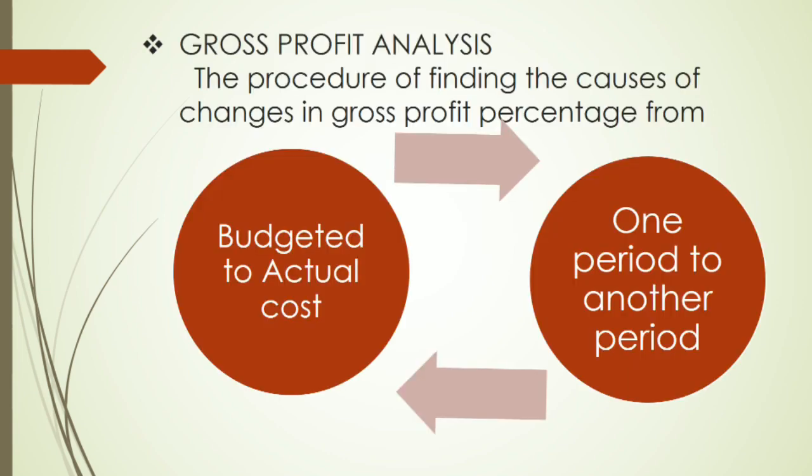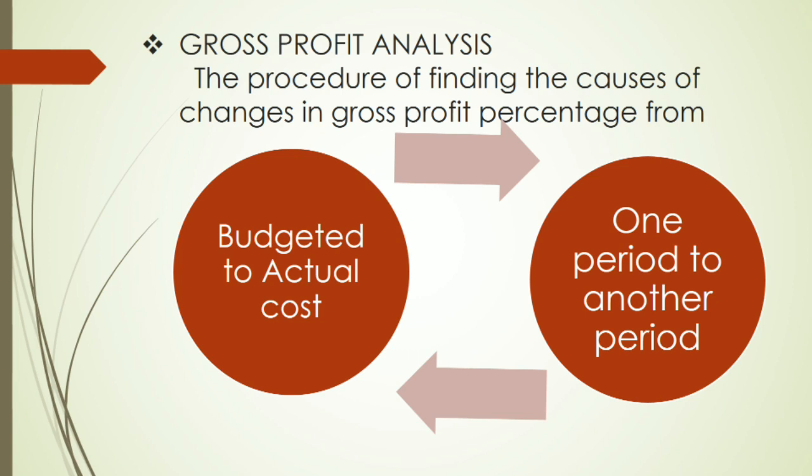For us to get the gross profit analysis, here are some procedures of finding the causes of changes in gross profit percentage. It is from budgeted to actual cost or from one period to another period. Meaning to say, kapag yung given ay may budgeted and may actual cost, yun yung term na gagamitin nyo. Pero if walang budgeted or actual cost, don't panic, it's organic. Gagamitin nyo yung one period to another.